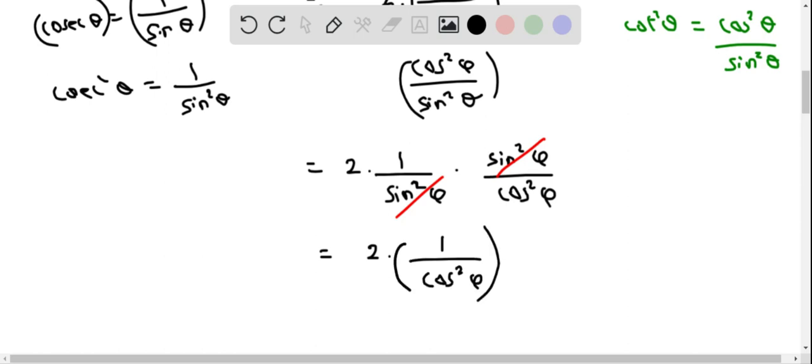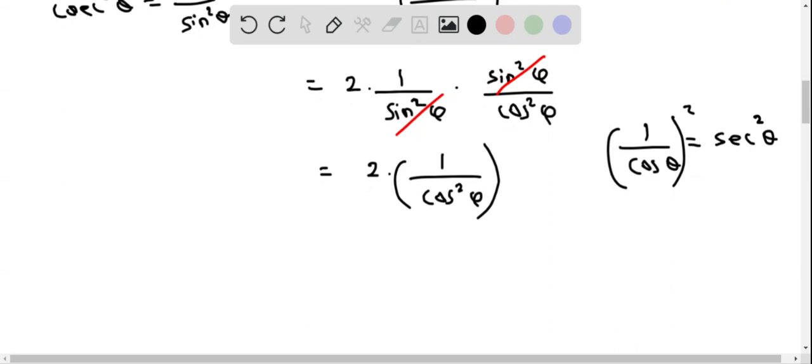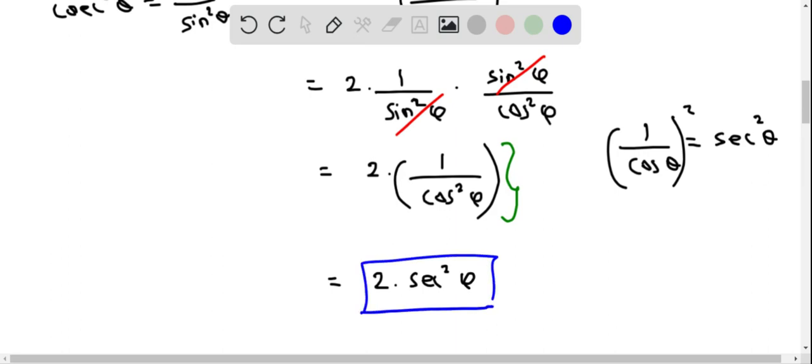And we know that 1 over cos theta equals secant theta. This is one of the reciprocal identities. So when we square this, you will get 1 over cos squared theta equals secant squared theta. Therefore this expression can be replaced as secant squared phi. So finally this becomes 2 times secant squared phi. And this is the simplified form of the given trigonometric expression.